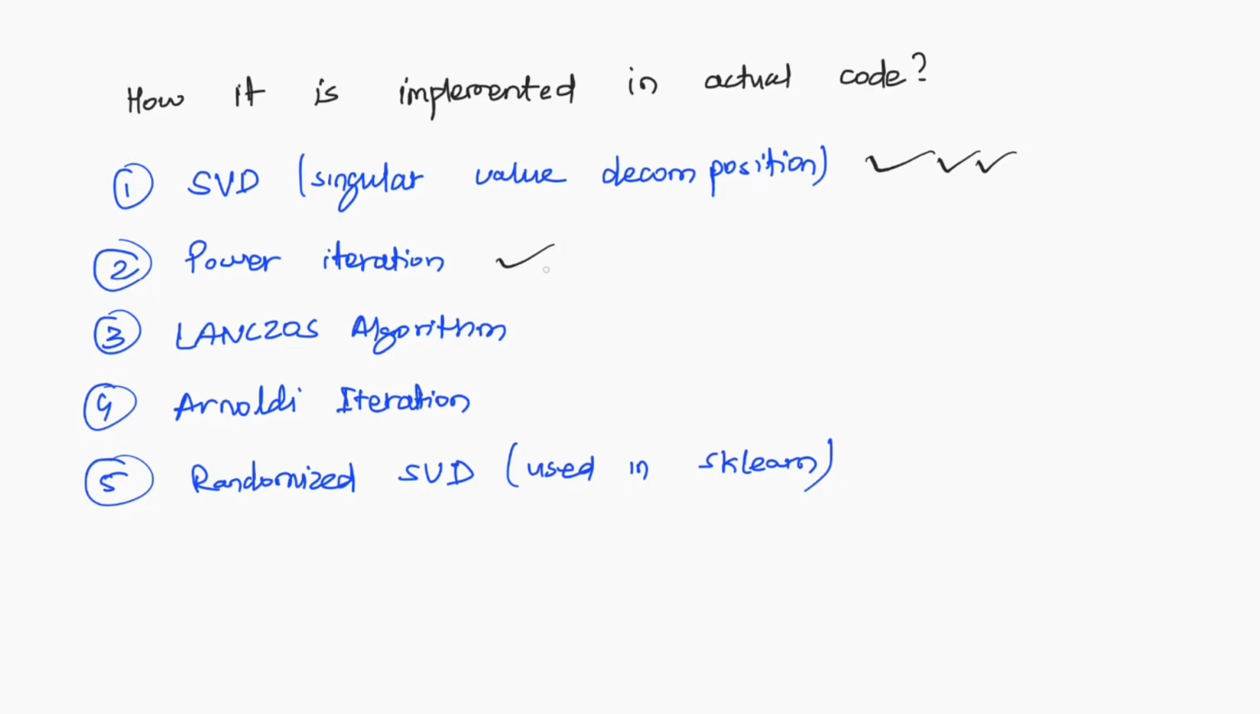And then there comes power iteration, and there are many algorithms like this which are used in actual code. So let me know in the comments if you want to understand these kinds of algorithms which we apply to compute the principal components in an efficient way.